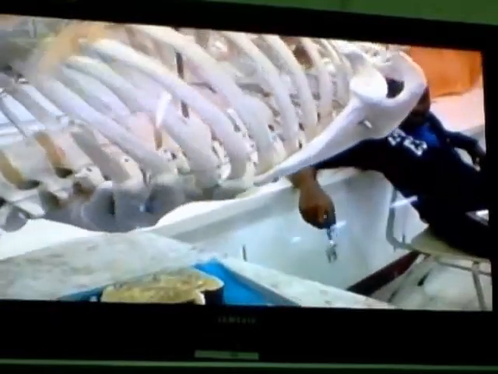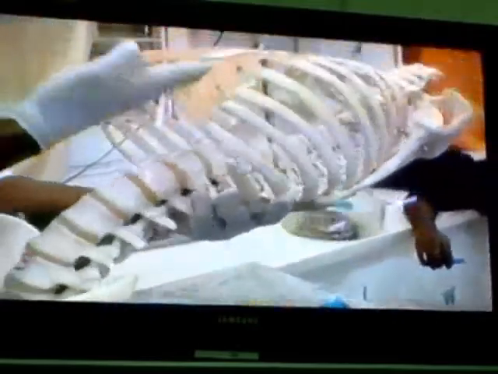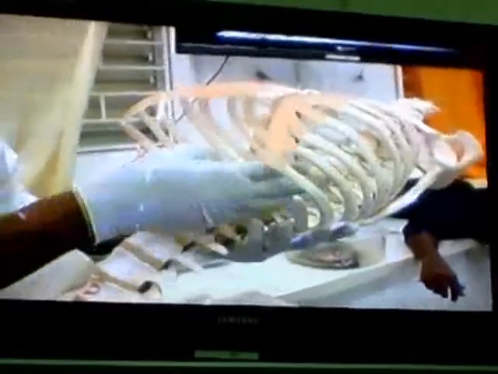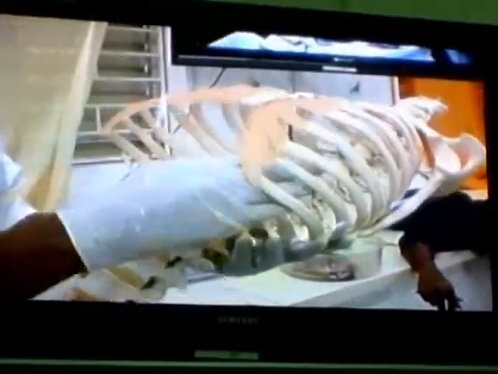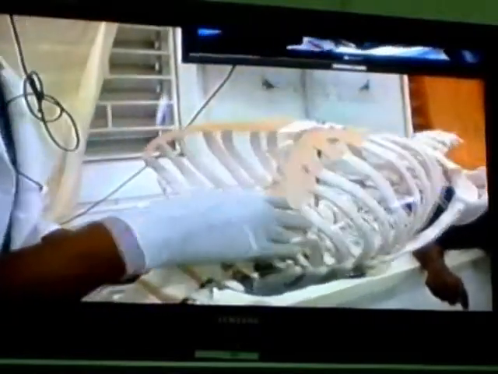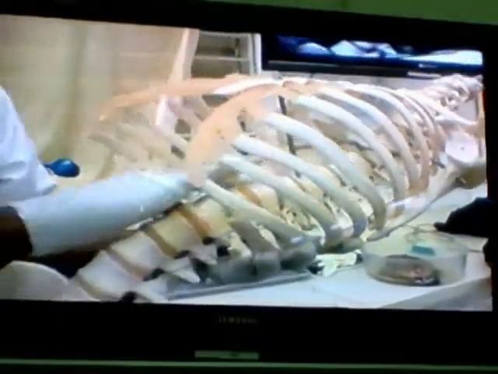What's the diaphragm attached to anteriorly? To the what? Anteriorly, what is it attached to? To the what? The sternum, posterior part of the sternum, and then laterally to the costal margin, and posteriorly to the what? What posteriorly forms a kind of attachment for the diaphragm?